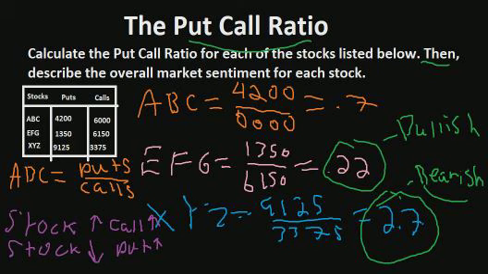So if the stock market is rising, call options will be much more popular. If the stock market is decreasing, call options will be much less popular, but the put option will be a lot more popular.